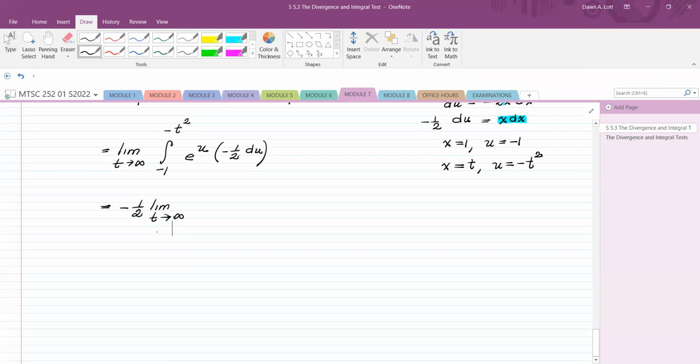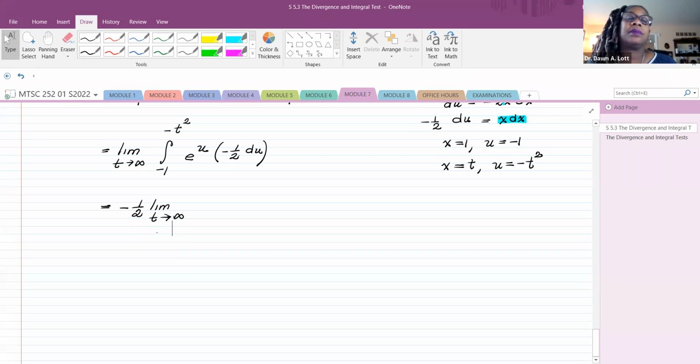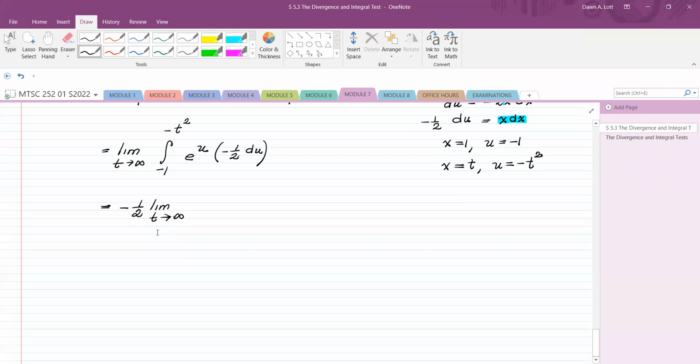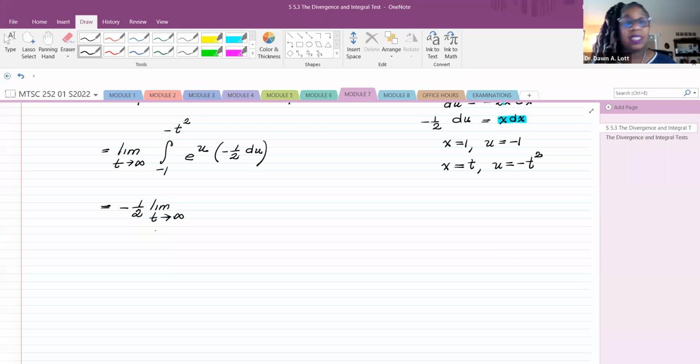You said the integral of e to the u. Wouldn't it be e to the... wait, I forgot. I think it's e to the u. Okay, that's it, right? Yep. Thank you, Malcolm.